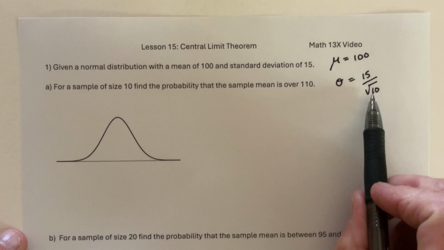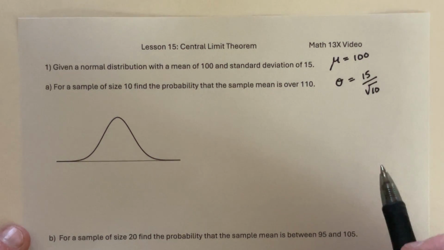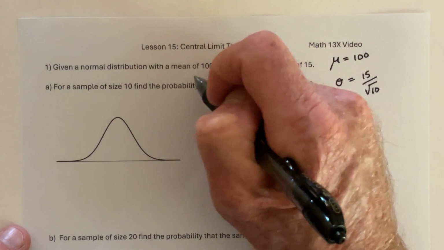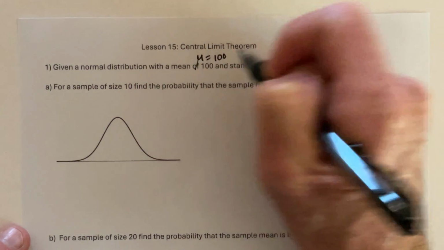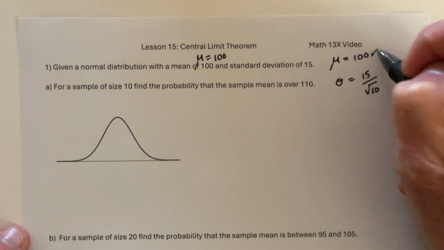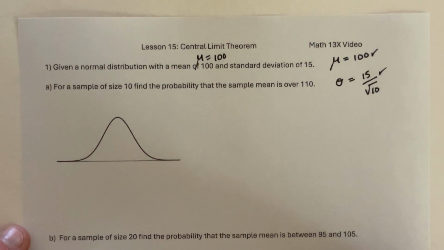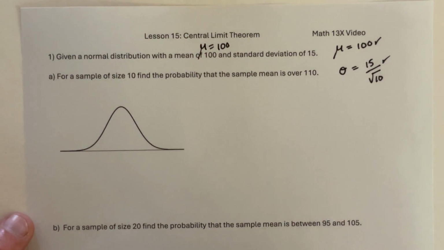So this is the only new thing in this section. Otherwise, we're doing just like we did in lesson number 14. Use the calculator to find the probabilities. Okay, so the mean is 100. That's right here. Oh, I just wrote that. And the standard deviation, okay, excellent. Glad I got that done.